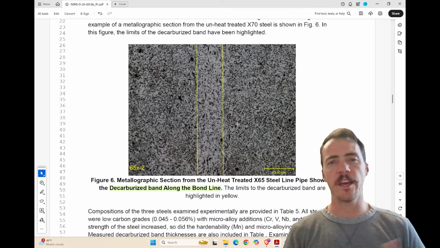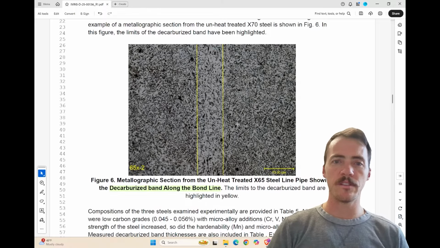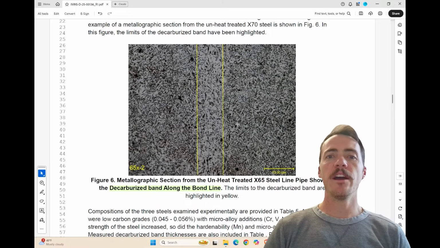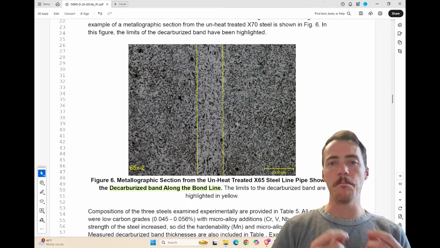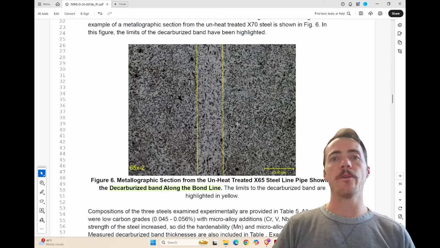Here in figure 6, they actually show you what that actually looks like. You can see with the yellow lines as a guide for the eye, the carbon depleted region in the middle where it's diffused to the other edges on the side.